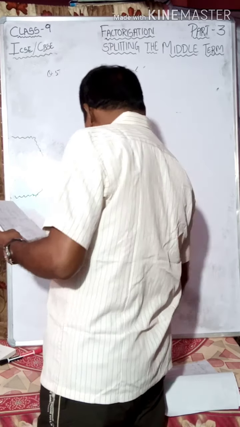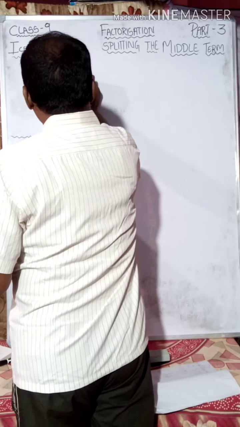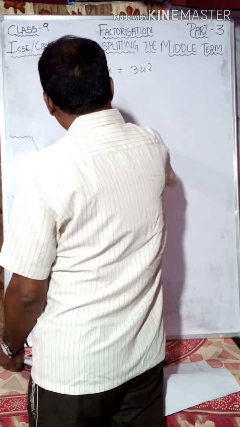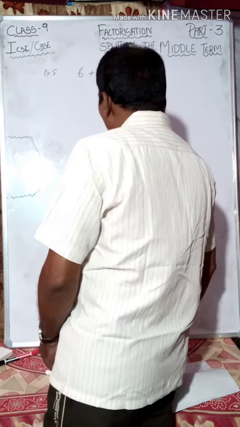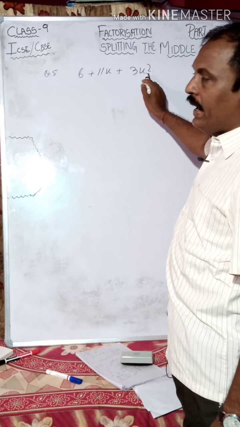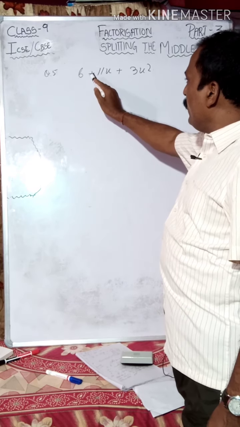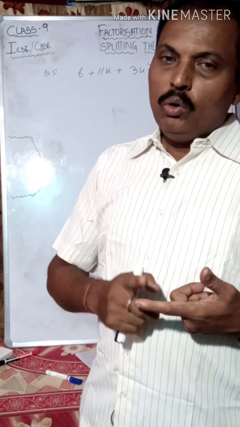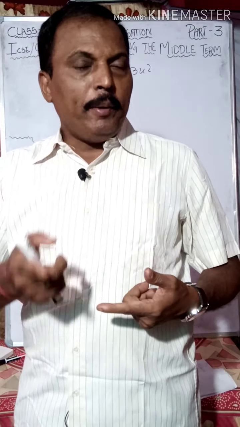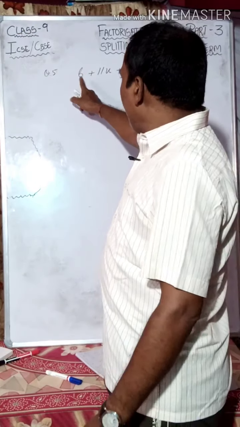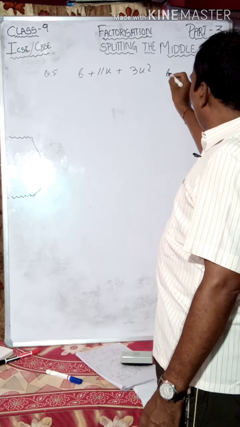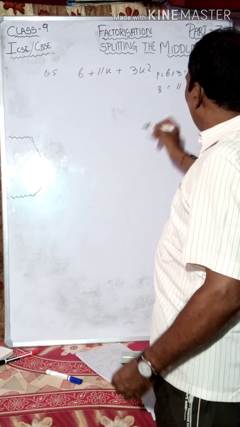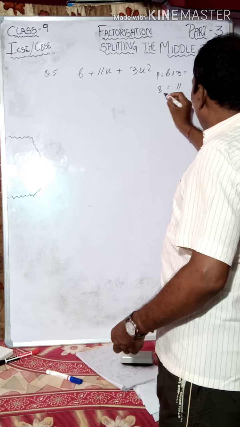Question number 5: 6 plus 11x plus 3x square. But here there is an ax square or cx square term. Here is a, here is b, and here is c. The first term has no coefficient, only a single term, either a or c. Whatever you take, if you take this as a, then this is cx square. So a into c, 6 into 3, sorry, 6 into 3 is 18, and the sum will be 11.